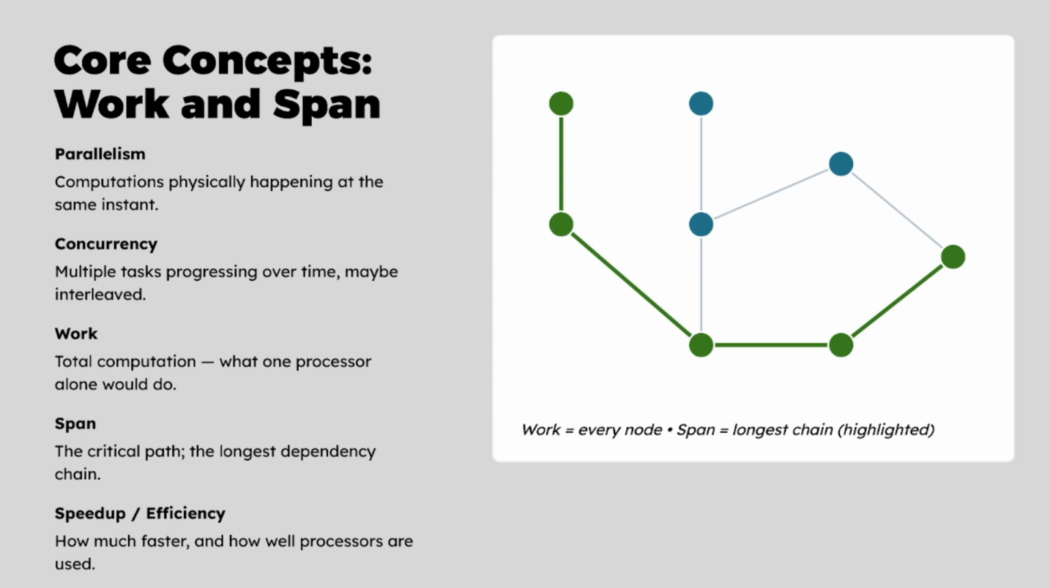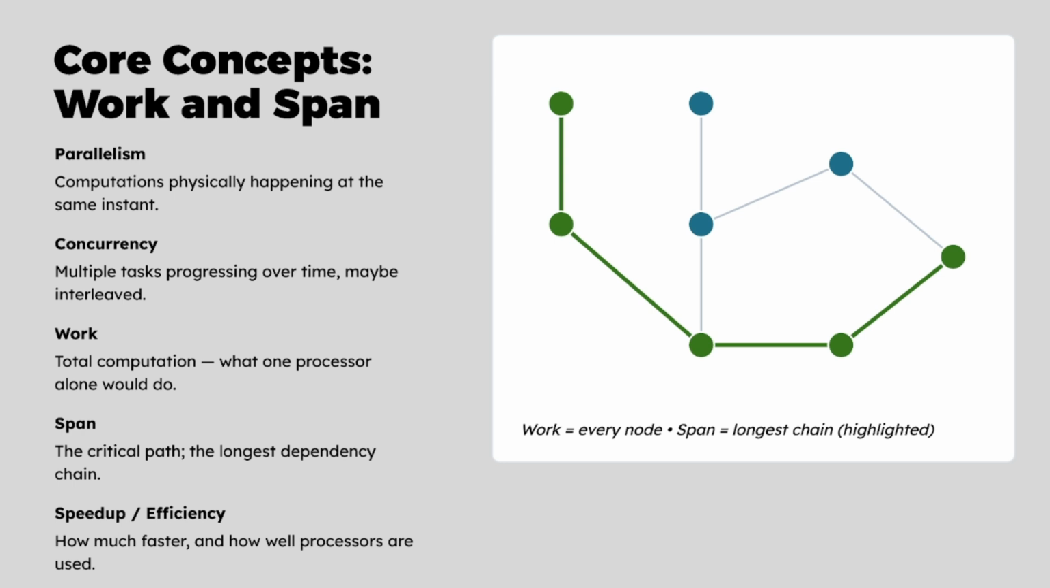Next, 2 of the most important analytical tools in this field are work and span. Work is the total amount of computation across all the tasks. Basically what a single sequential processor would have to do to finish everything. Span, sometimes called depth, is the length of the longest chain of dependent operations. The critical path that can't be shortened no matter how many processors you throw at the problem.